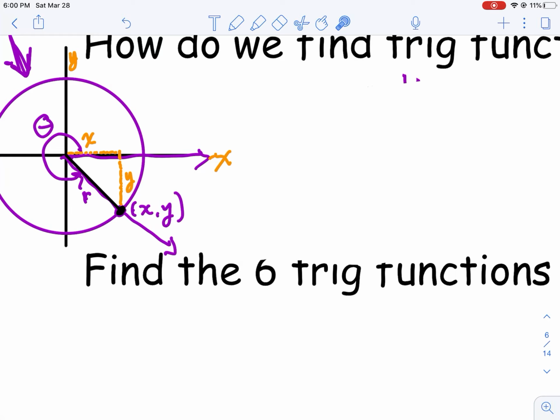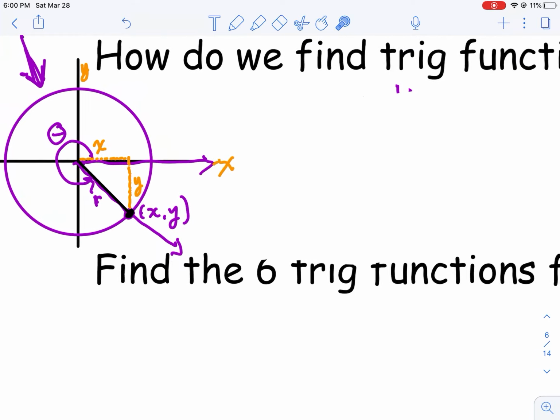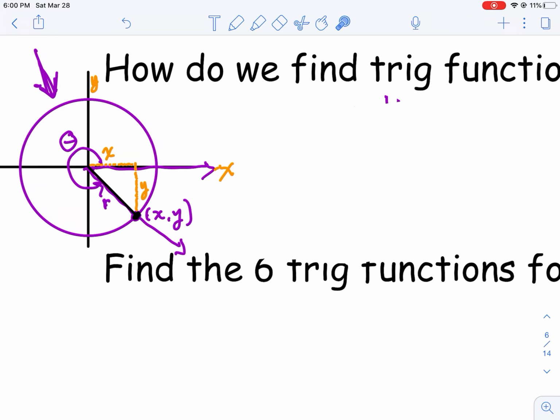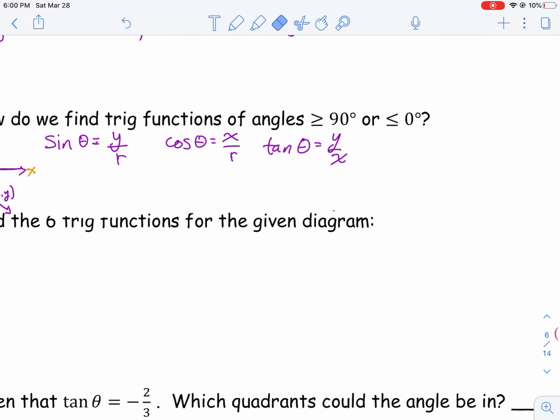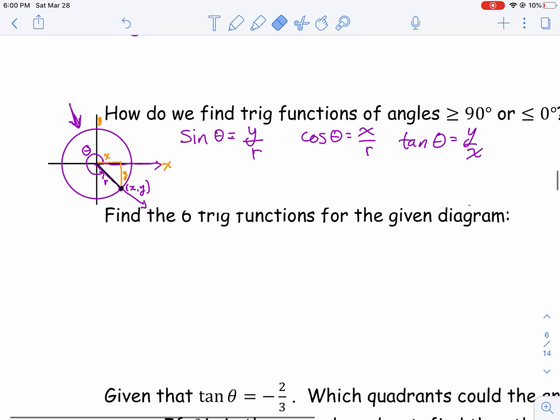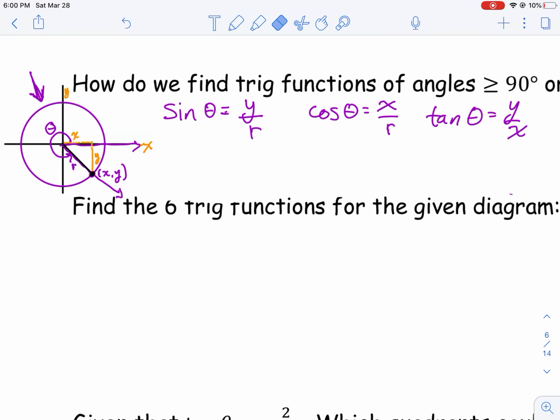I'm going to get rid of all those extra tick marks because I don't want to be distracted by them. But if we're doing this, we can then do trig functions. Basically, we just define them, instead of in terms of a triangle, in terms of x, y, and r. And so you see here, sine is the y value over the radius.